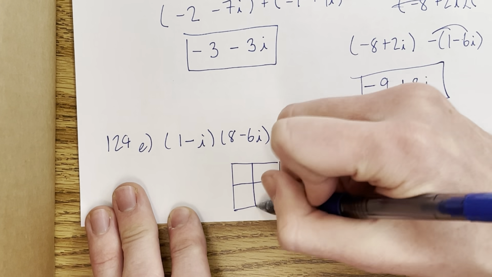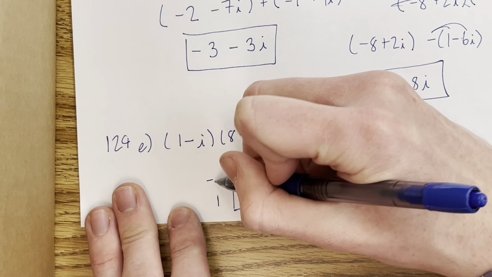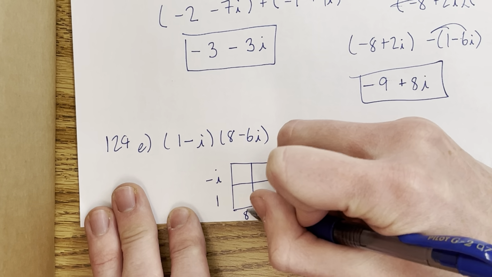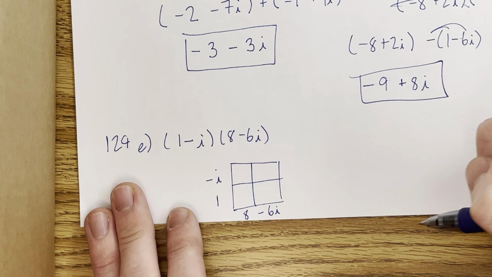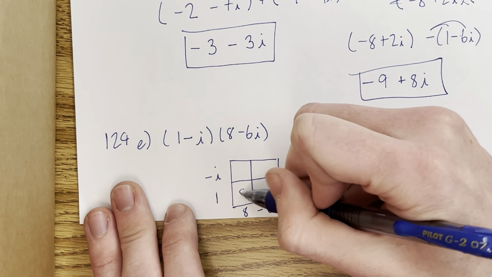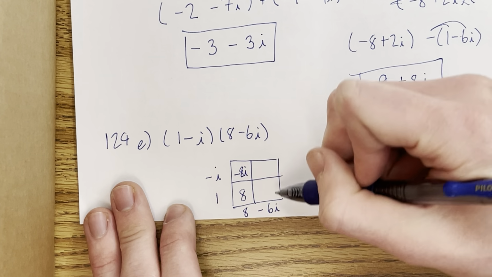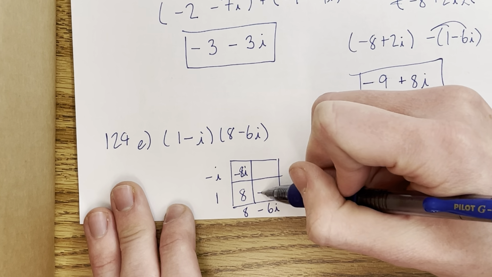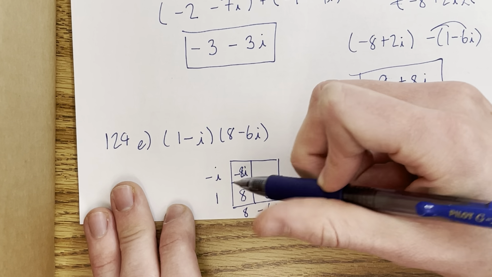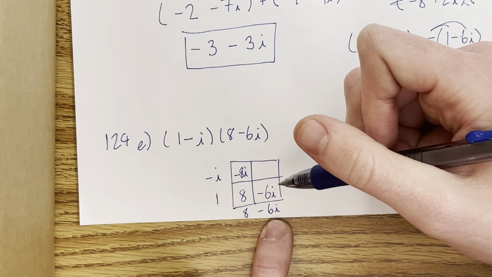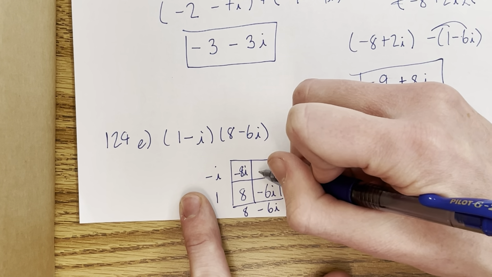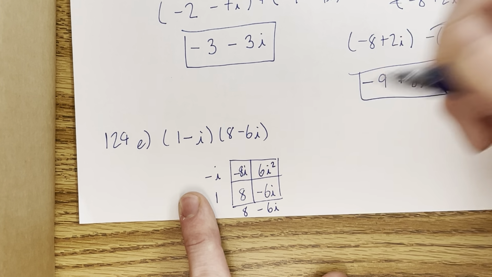So we have 1 minus I and 8 minus 6I. So we end up with 8 times 1 is 8. 8 times negative I is negative 8I. And then we have negative 6I times 1 is negative 6I. And then negative 6I, be careful here, negative 6I times negative I, that would be positive 6I squared.